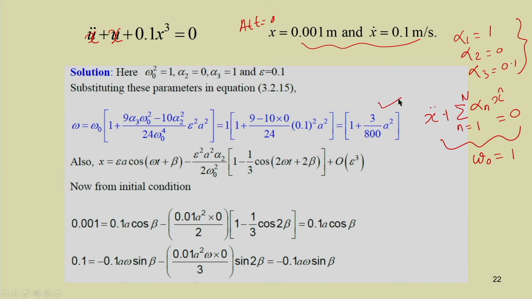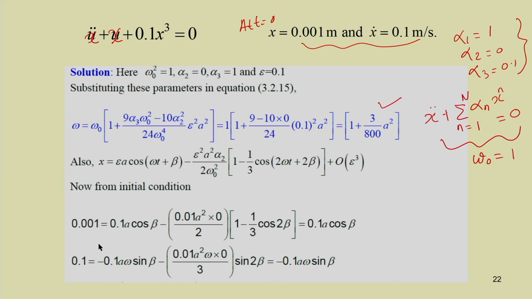So, we got omega equal to 1 plus 3 by 800 into a square. We can always plot this omega equal to 1 plus 3 by 800 a square. This is an assignment for you to plot this curve. This x can also be written as x equal to epsilon a cos of omega t plus beta, minus epsilon square a square alpha 2 by 2 omega square omega 0 square into 1 minus 1 by 3 cos of 2 omega t plus 2 beta.